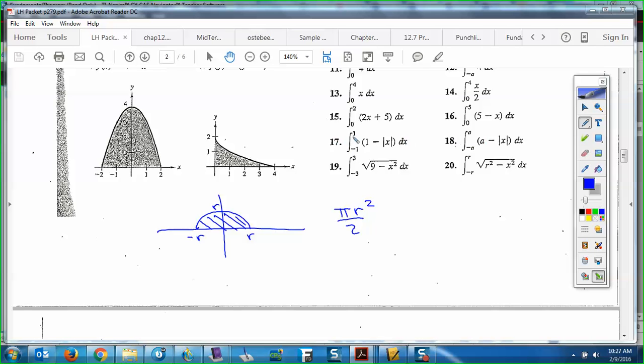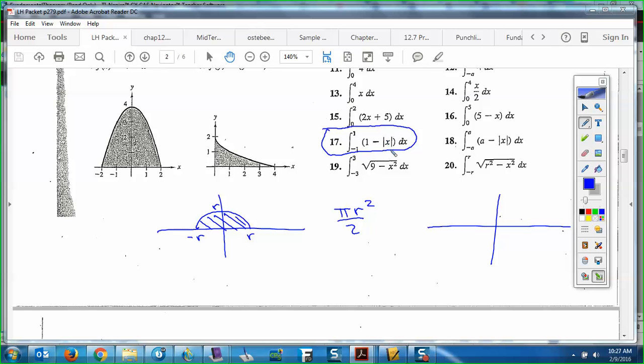Now, let's talk about 17 and 18. Did anybody take this one and split it apart? Or did you just graph that? How many people just graphed 1 minus absolute value of x? How many people split it? Anybody? No? Okay, good. That's fine. I don't think there's a reason to split it. I agree. So what is that?